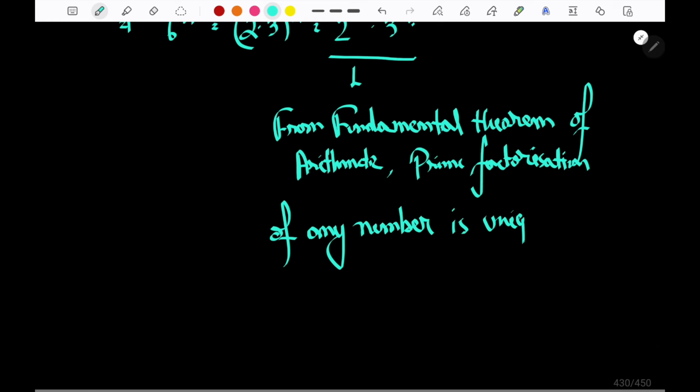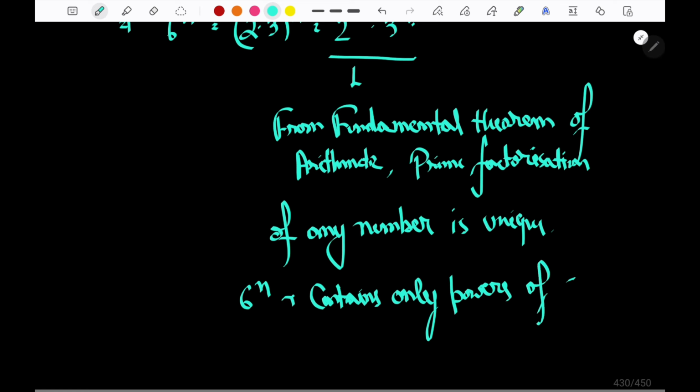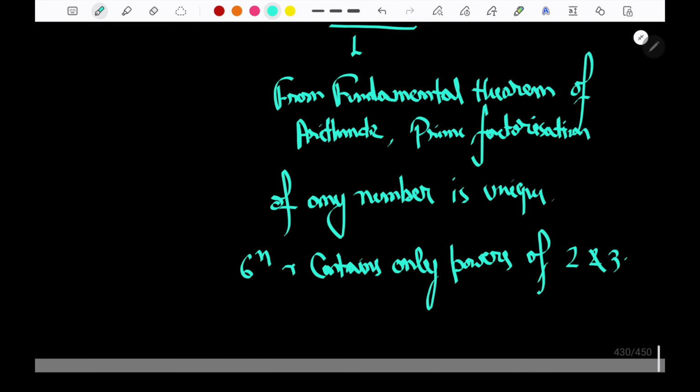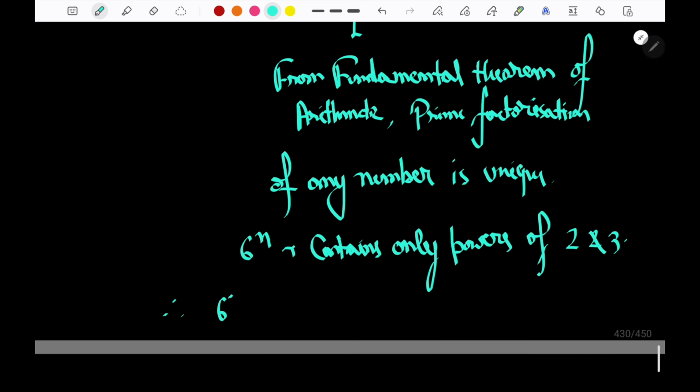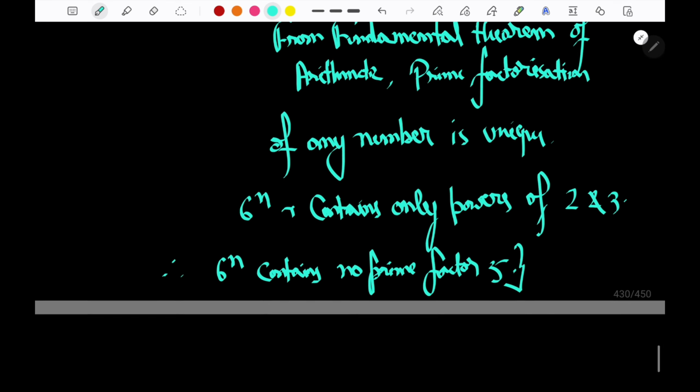Okay. Now it means 6 to the power n contains only powers of 2 and 3. So there is no 5. So therefore 6 to the power n contains no prime factor 5 and hence it cannot end with 0. It cannot end with digit 0. Okay? Done.